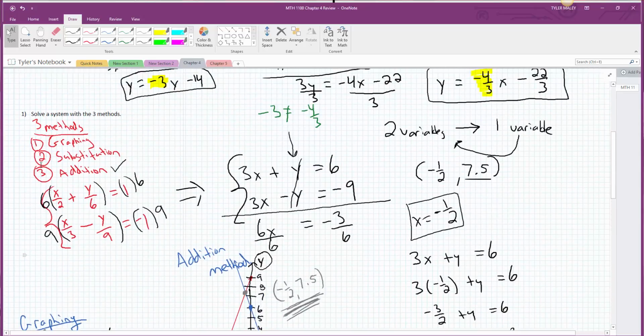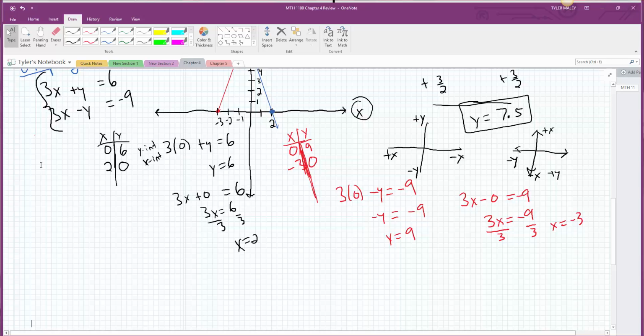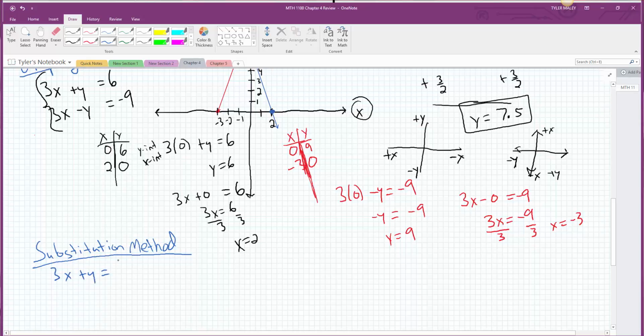So then the next technique is using the substitution method. All right, so we want substitution. We're still doing the same system, 3x plus y equals 6, and 3x minus y equals -9.